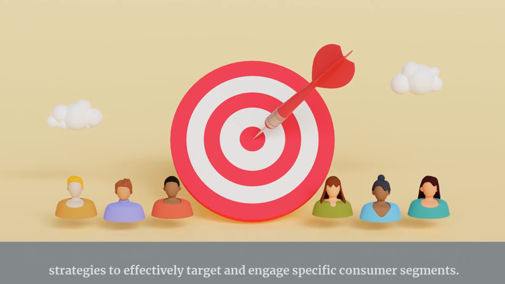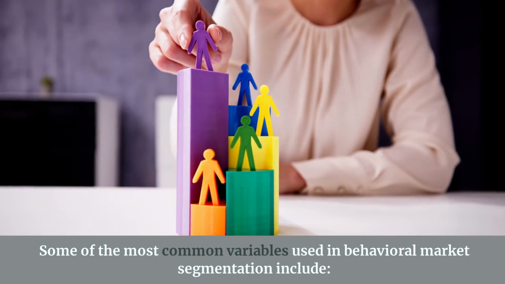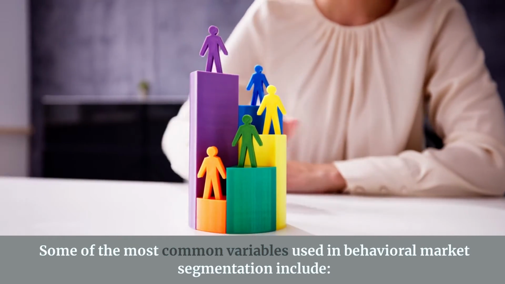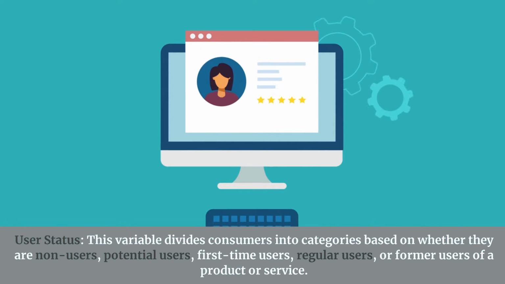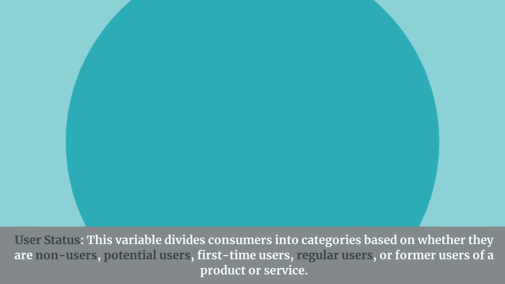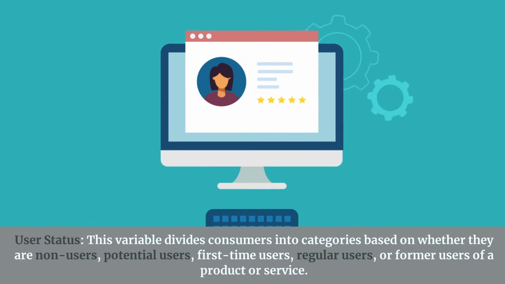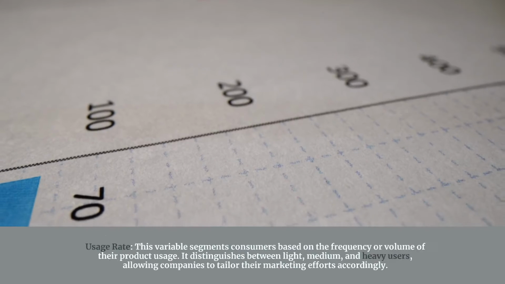specific consumer segments. Some of the most common variables used in behavioral market segmentation include user status. This variable divides consumers into categories based on whether they are non-users, potential users, first-time users, regular users, or former users of a product or service. Usage rate.